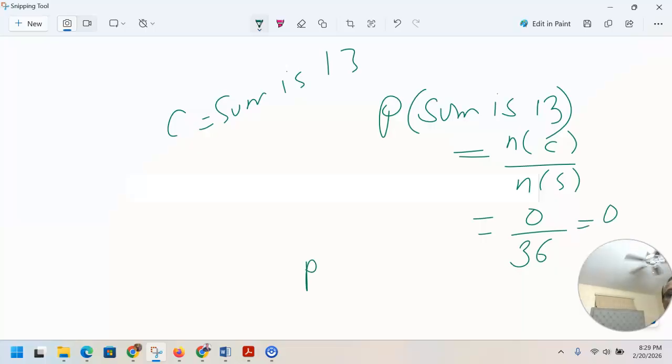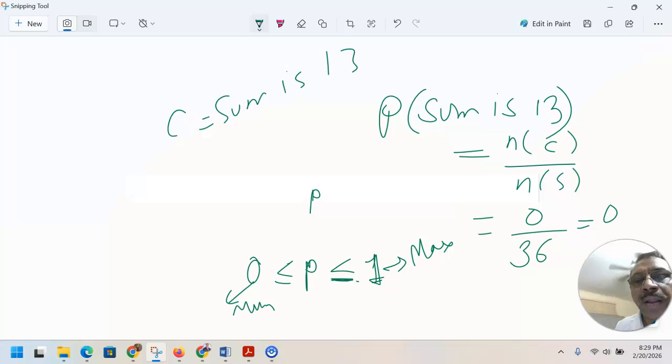So your probability, where small p stands for probability, can be 0, and at the most it can be 1. So the maximum probability is 1, and the minimum probability is 0. Let's see one more example.